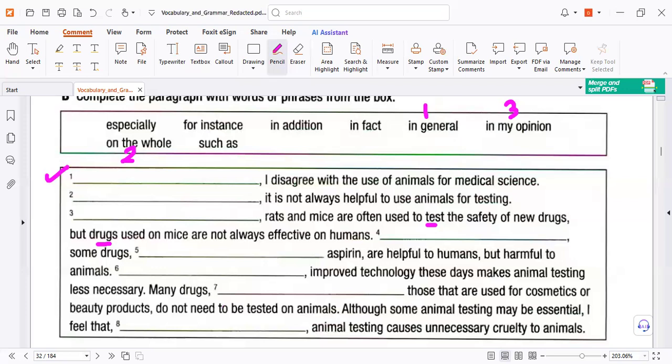Number 4, I think it's a fact because after it we have "fact." You see, in fact, some drugs are helpful to humans, but harmful to animals. This could be "in fact." So, 4.